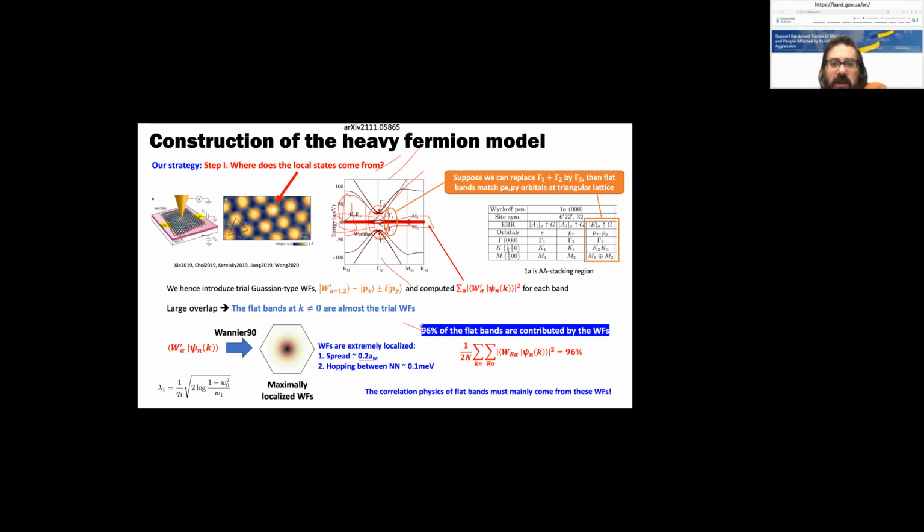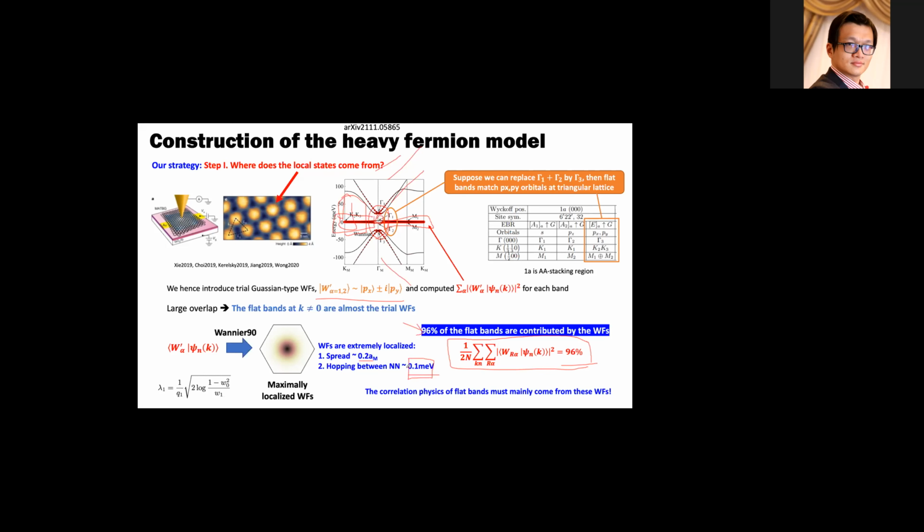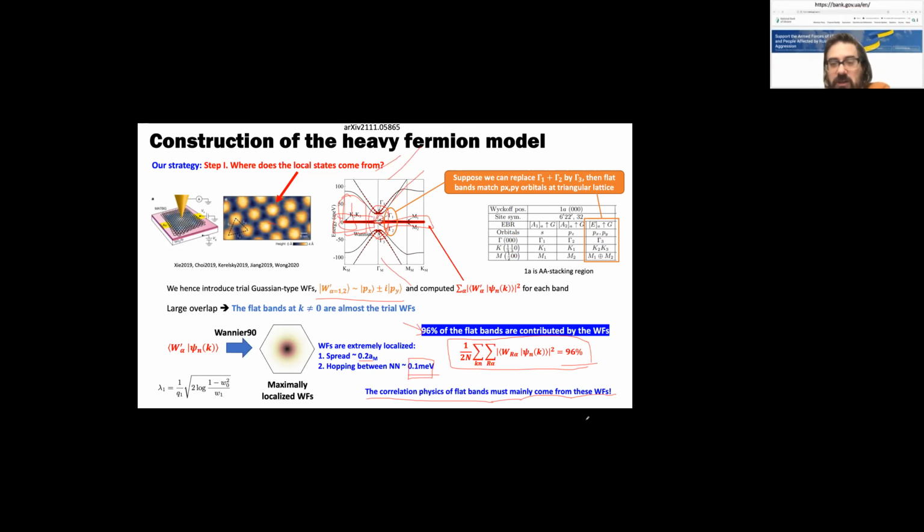And then you can ask how much of these Bistritzer-MacDonald bands is contributed by these localized Wannier states. You find that a staggering 96% is contributed by the Wannier states. So 96% of these Bistritzer-MacDonald bands, if you take this overlap, is just these localized Wannier states, whose Hamiltonian is zero because we don't have any hopping between these Wannier states, since they're so localized. And now we argue that the correlation physics of flat bands must mainly come from these Wannier functions. I will show this by actually computing the Coulomb interaction.